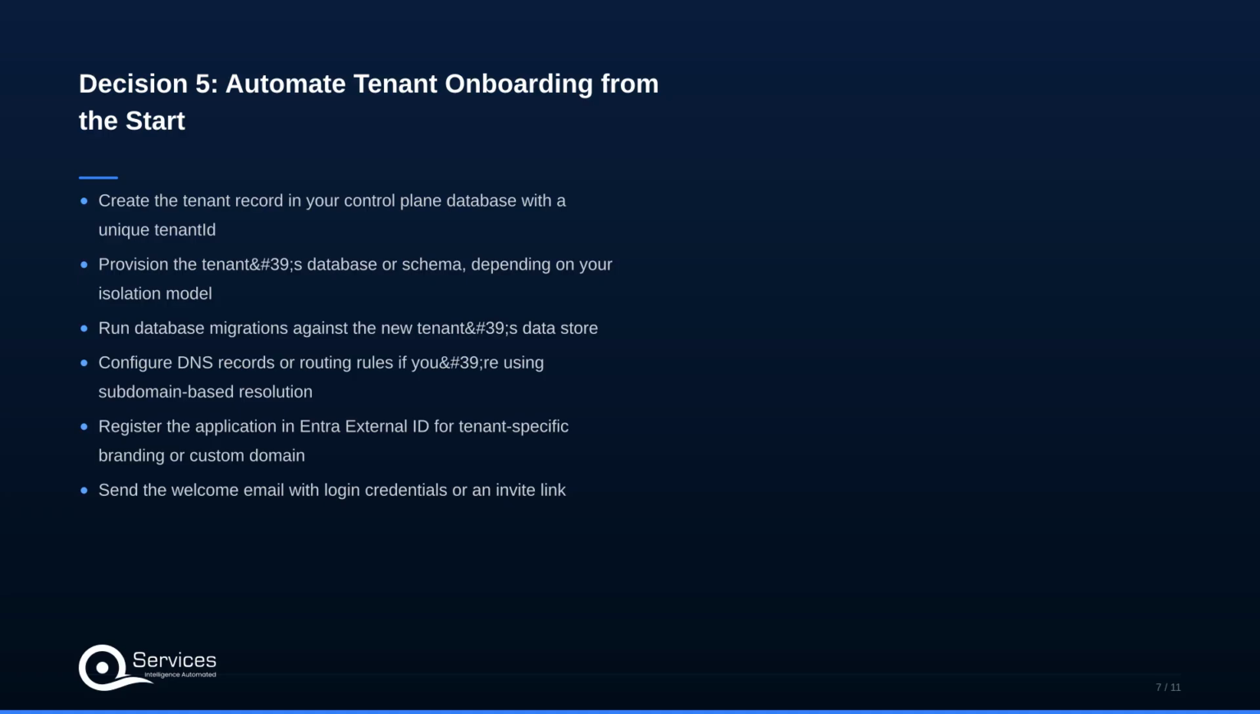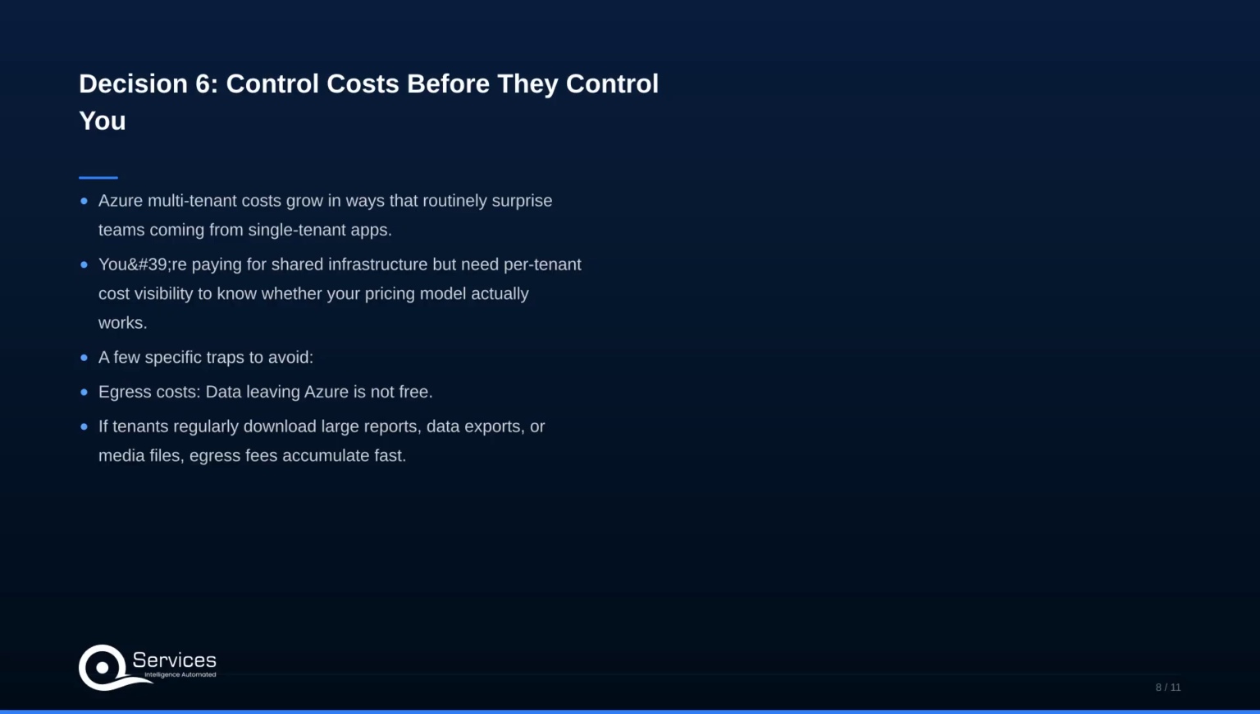When a new customer signs up, a provisioning service should handle the full sequence automatically. Azure Logic Apps handles orchestration of this sequence well, with built-in retry logic, error handling, and HTTP trigger support. For more complex provisioning flows that need custom compensation logic, Azure Durable Functions gives you explicit state management that Logic Apps can't match. Let's talk about Decision 6, control costs before they control you.